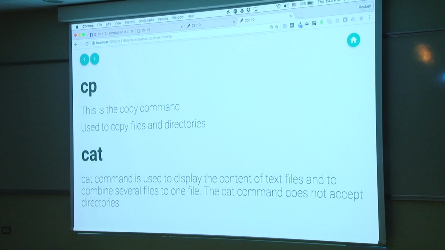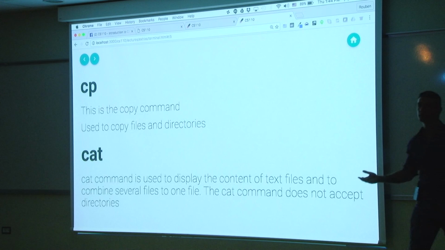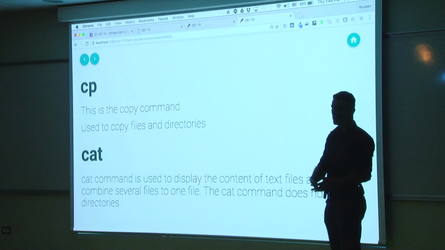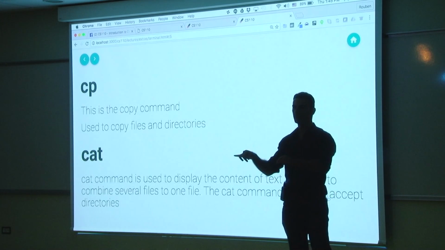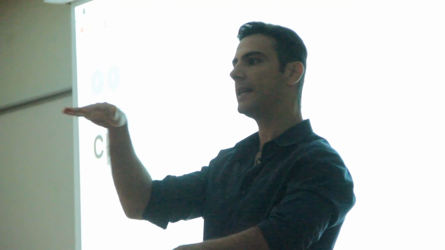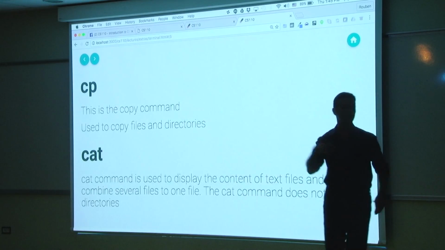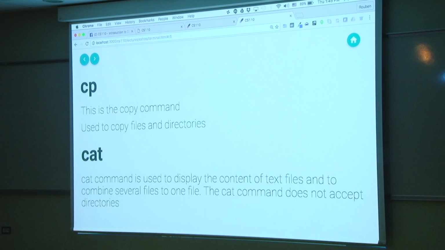Cat is an interesting one. So cat, if you have a text file, maybe a JavaScript file, which is actually text underneath, and you want to see it, you can just write cat and then the name of the file, and the file will just print inside of your console. Right? So it's a way of quickly looking inside the file. Kind of useful.